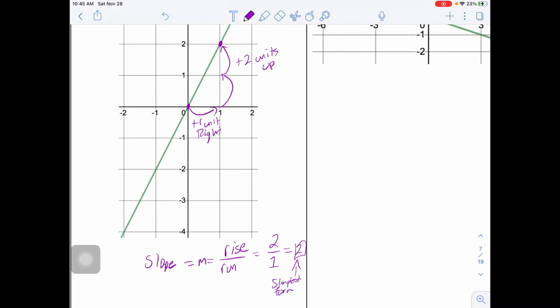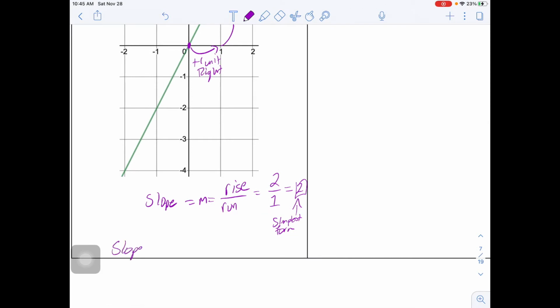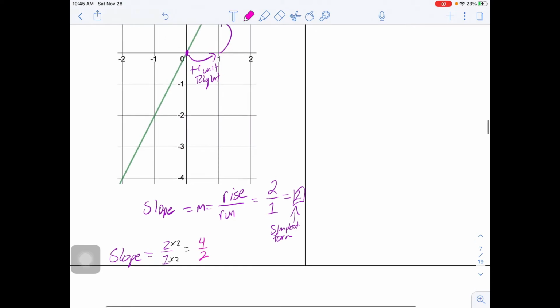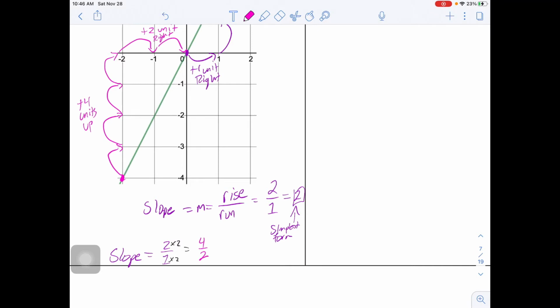But recognize I could represent this slope also as 2 over 1, and I can actually represent this if I multiply both by 2 as 4 over 2. Let's check if that works. In this case, it says go up 4 units. So I'm going to go up 4 units, 1, 2, 3, 4, positive 4 units up. And now I'm going to go 2 units to the right, 1, 2. And look at that, I end up at another point on my line, okay?